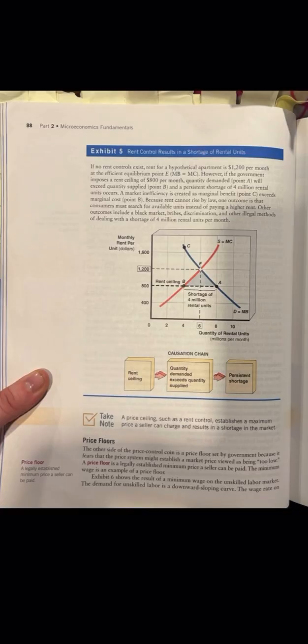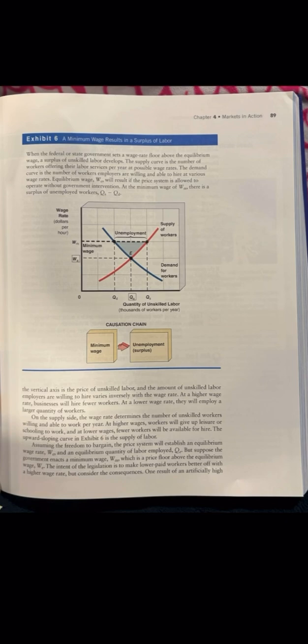The demand for unskilled labor is a downward sloping curve. The wage rate on the vertical axis is the price of unskilled labor, and the amount of unskilled labor employers are willing to hire varies inversely with the wage rate. At a higher wage rate, businesses will hire fewer workers. At a lower wage rate, they will employ a larger quantity of workers. Exhibit 6: a minimum wage results in a surplus of labor.